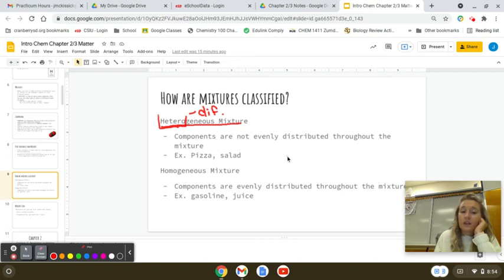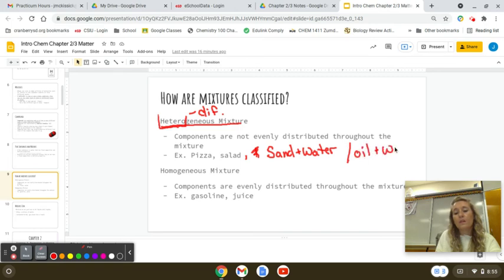I think of something like a salad or pizza. I can see the tomatoes in the salad. I can see the carrots in the salad. I can see the lettuce. I could pull out all of those different pieces. It's not really organized. You could also think about sand and water mixed together, or oil and water. All of those things would separate and you could see the different components.